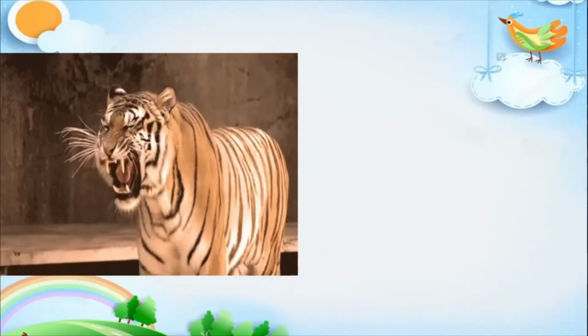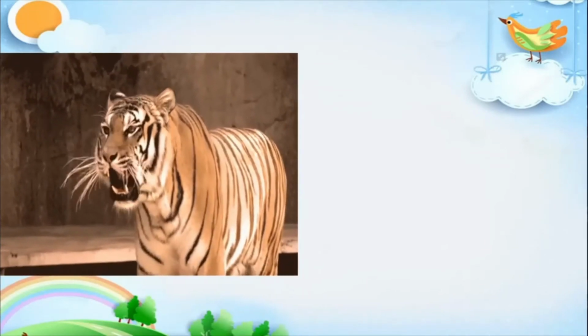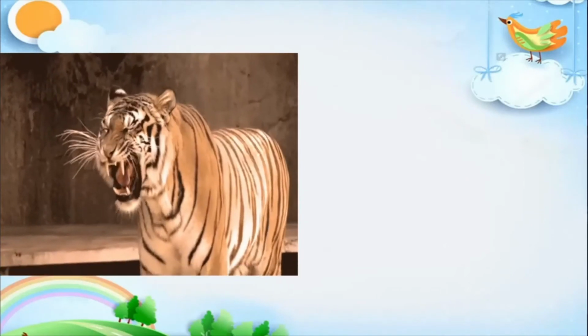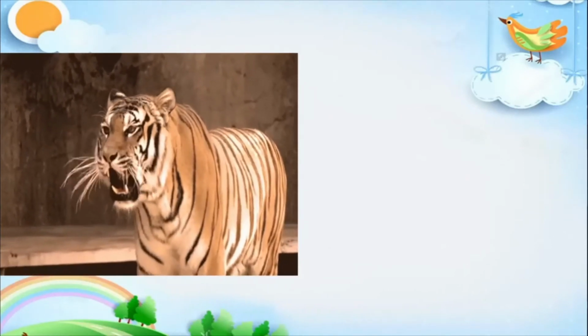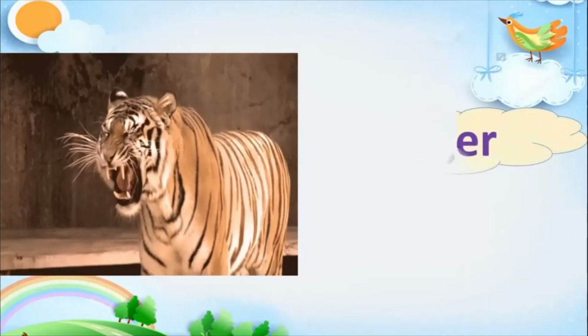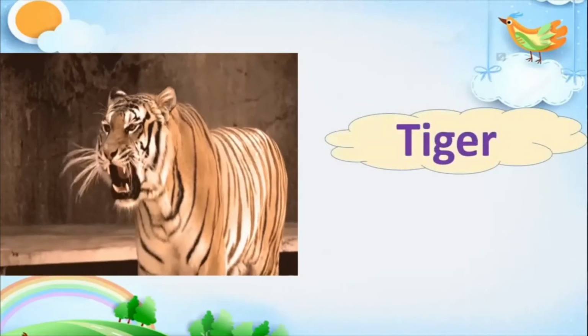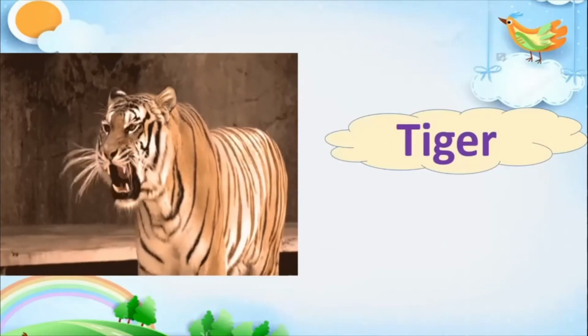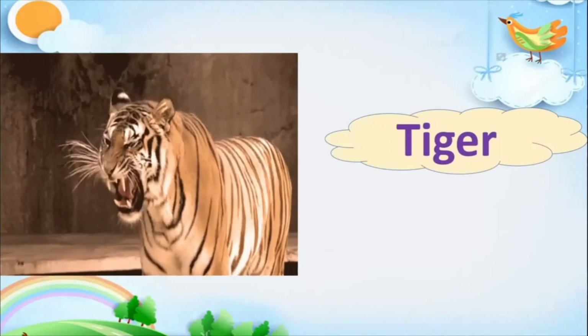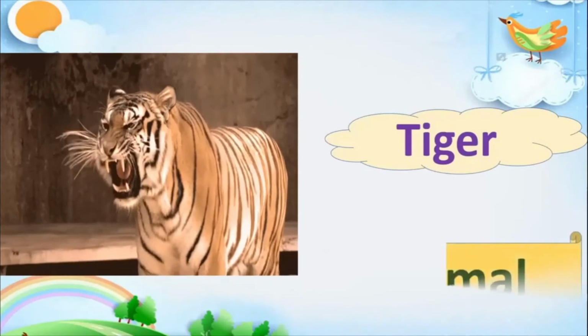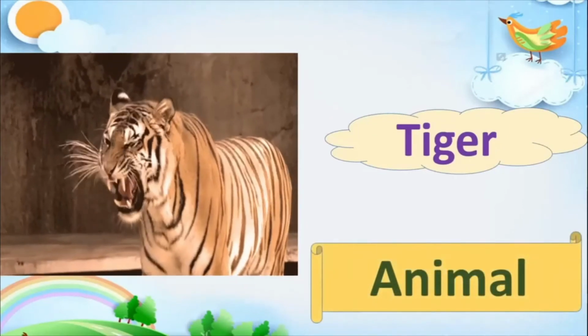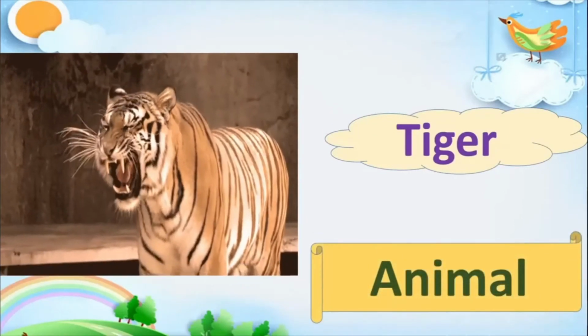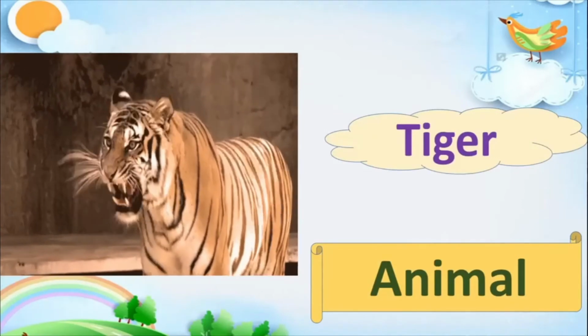Have you seen this animal? Sometimes in a zoo. You must have seen this animal on TV also a lot. So which is this animal? Come on, read its name. It's the tiger. T-I-G-E-R. Tiger. Alright? And the tiger is an animal. It is a wild animal. Alright? The tiger.